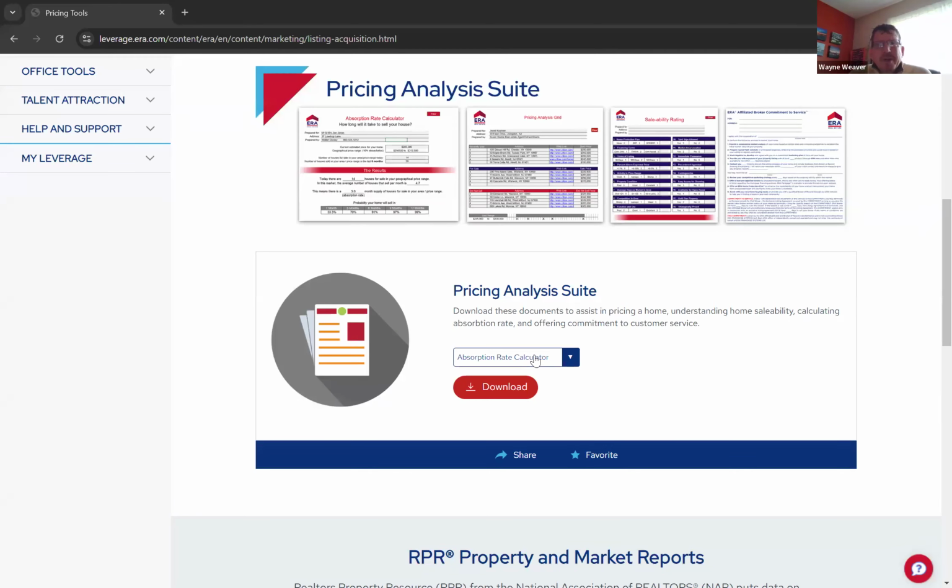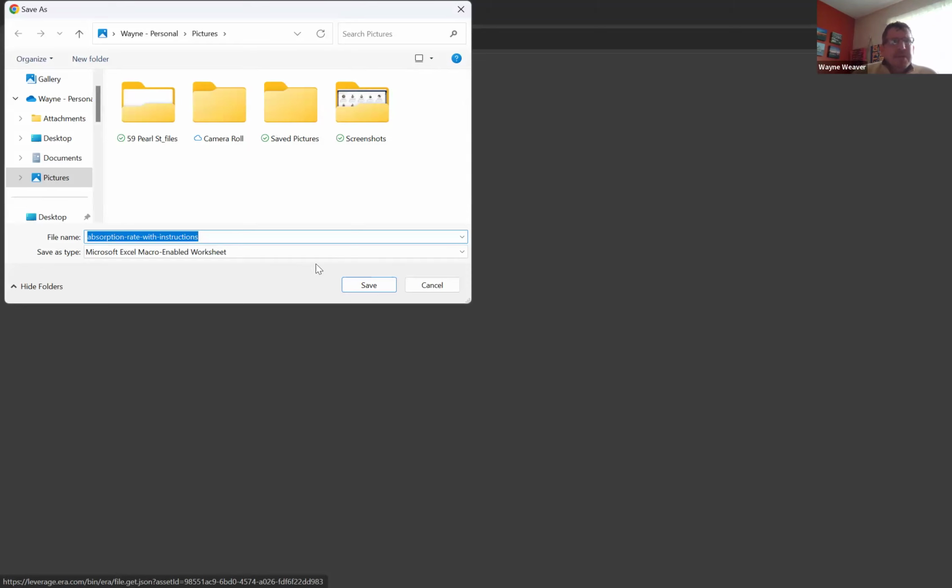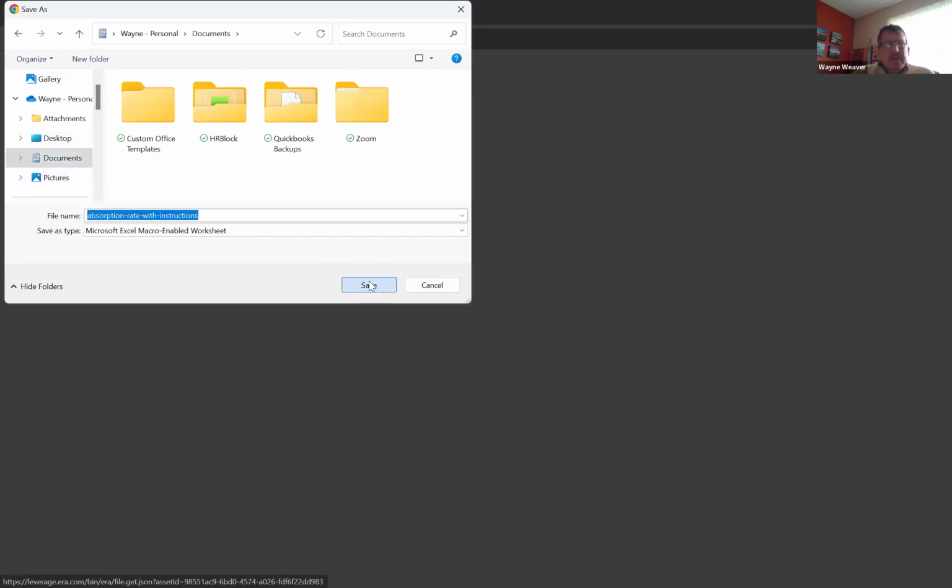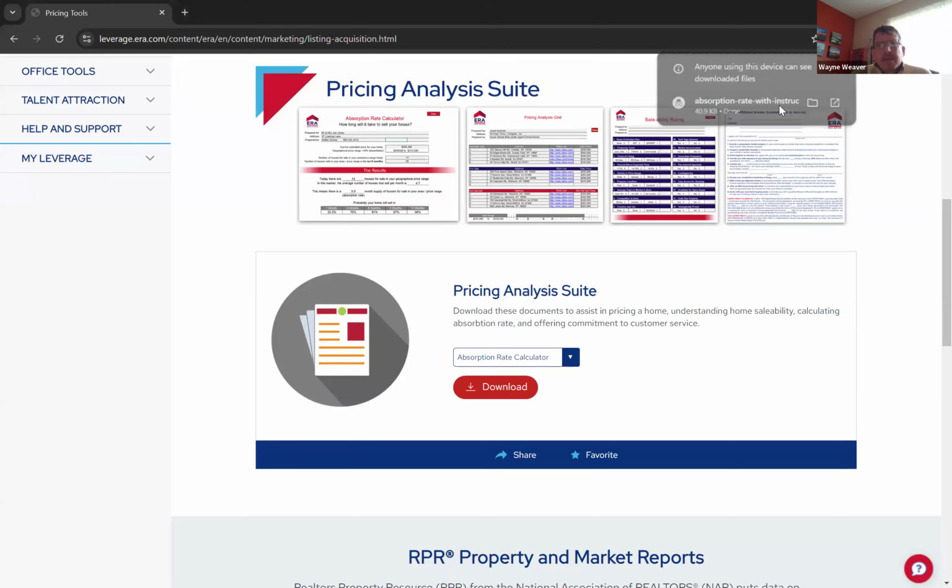We're going to start with the absorption rate calculator. So I'm going to download it, then open it up. Okay, I'm going to stop sharing and then reshare. I'll be doing this throughout the session.